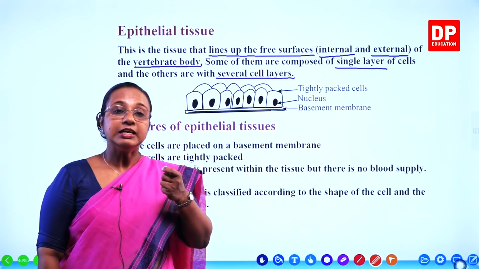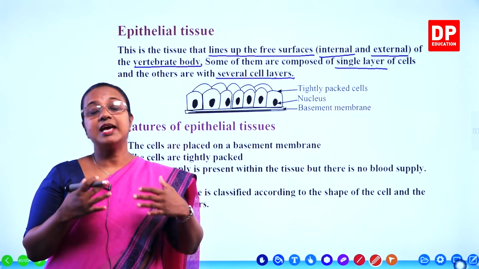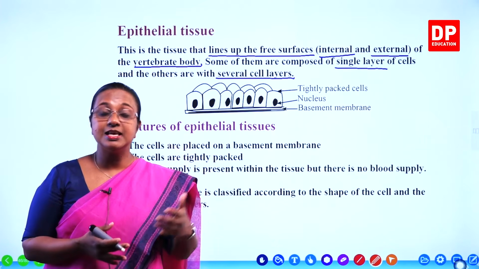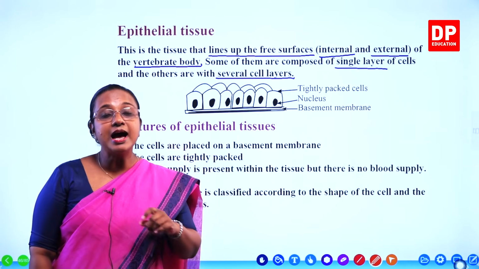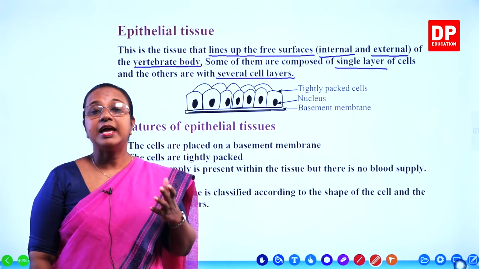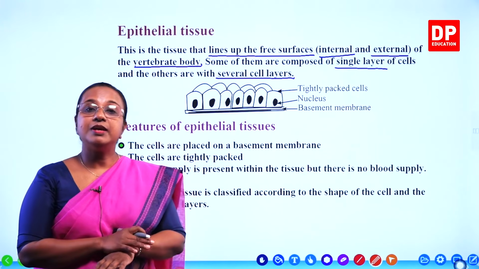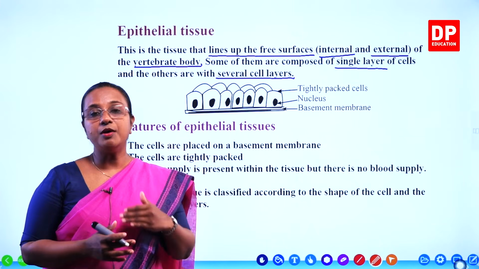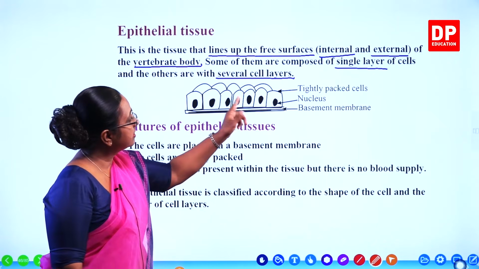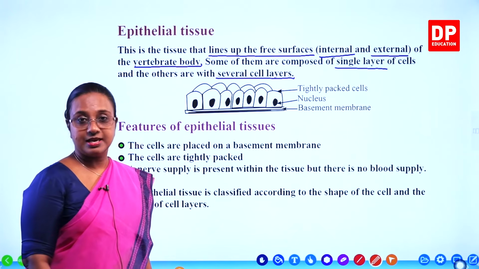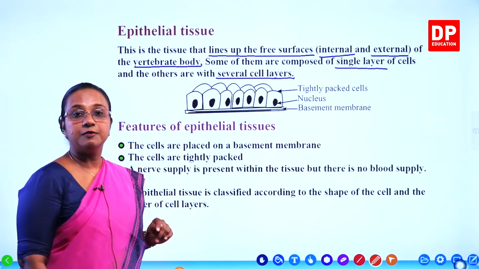Now, if you take a capillary, that is the smallest and thinnest type of blood vessel that is present in our body. And these capillaries are lined by one layer of epithelial tissue. So, here single layer. But if we take the skin, that is made up of many layers of epithelial tissue. So, it can be a single layer or several layers. Now, let us look at the epithelial tissue in a diagrammatic form.